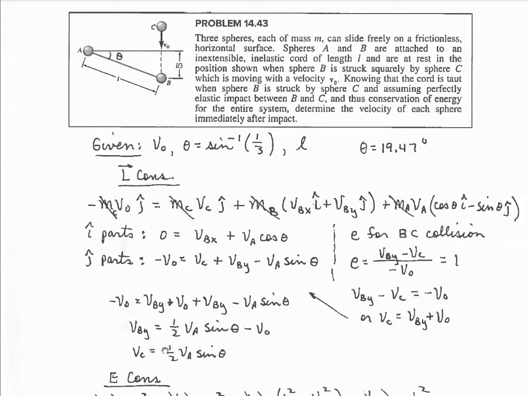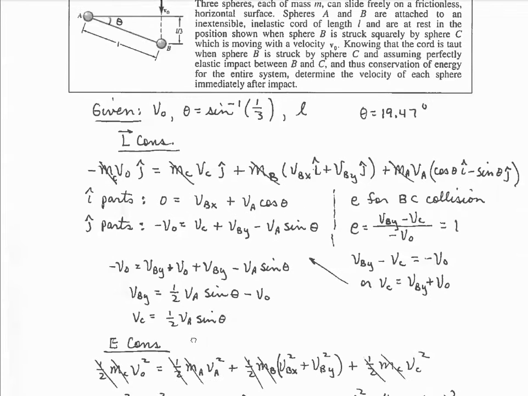And then up here, where VBY is equal to this right here, you put it into this equation, and you'll find that VC then is just 1/2 VA sine theta.